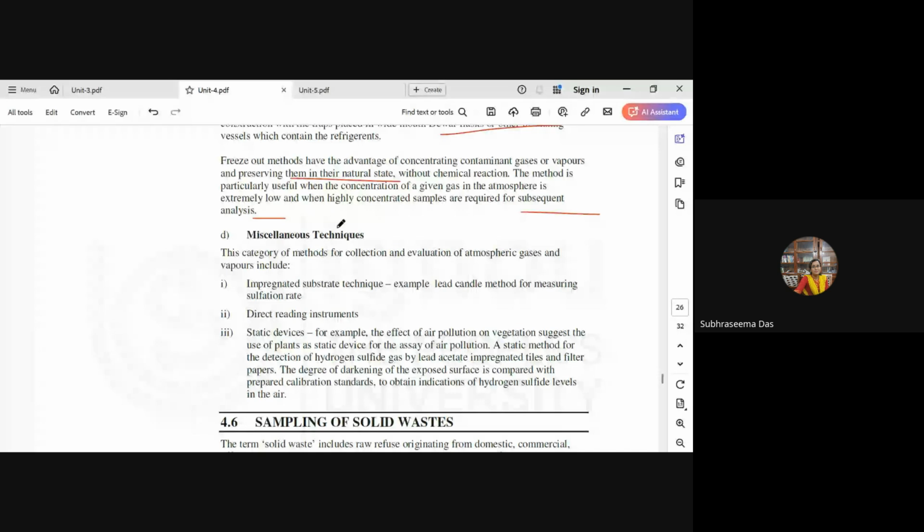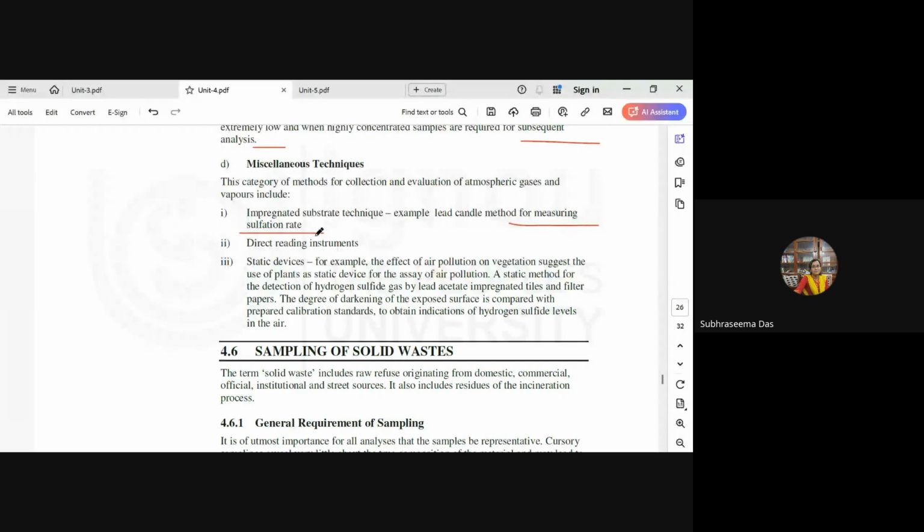Then there are other miscellaneous techniques for collection of atmospheric gaseous pollutants, such as the impregnated substrate technique, where the lead candle method is used for measuring sulfation rates. Then there is the direct reading instrument, and third is the static devices. For example, regarding the effect of air pollution on vegetation, they suggest the use of plants as static devices for the assay of air pollution.